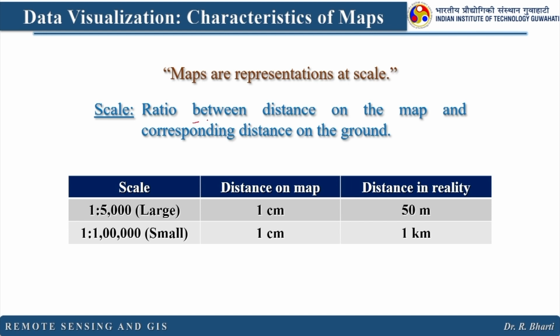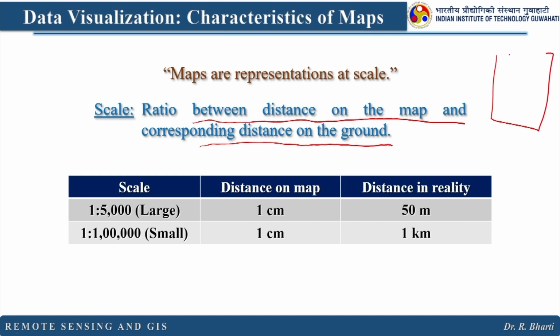Now the scale is basically the ratio between distance on the map and the corresponding distance on the ground. So here I am talking about the scale of this map, right. So here you have a map and this is the scale where it says 1 centimeter is equal to some x kilometer or meter. That means this particular scale can be used to measure the distance between two places or other geometric parameters within this particular map.